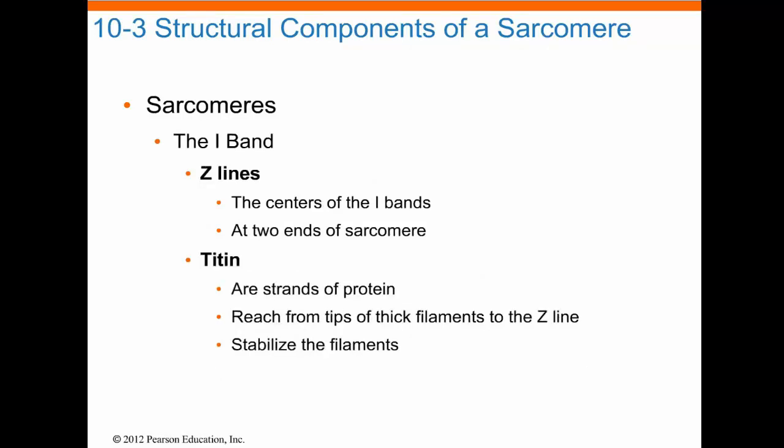Now within the sarcomere there's the I band, which has the Z lines, which is the center of the I bands and the two ends of the sarcomere. The titin are strands of protein which reach from the tips of the thick filaments to the Z line and help stabilize the filaments. So we'll look at that now.